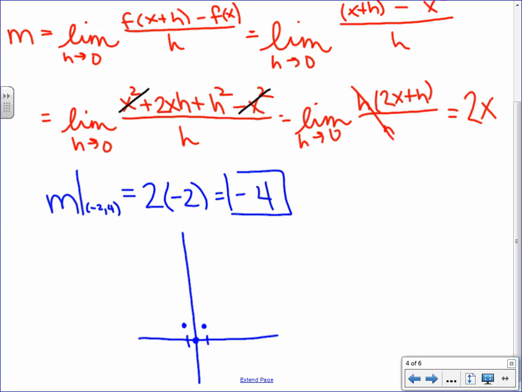Oh, those are good questions. Okay, so here's our point, negative 2, 4. And here would be the tangent line. Does negative 4 for a slope seem reasonable? Close, yeah. I mean, it's pretty steep. I just want you to draw their line.